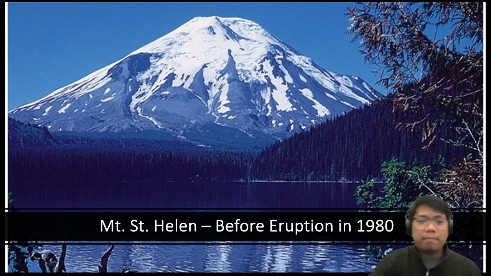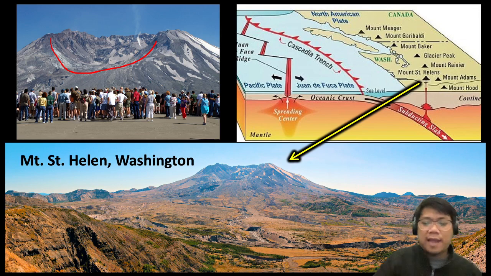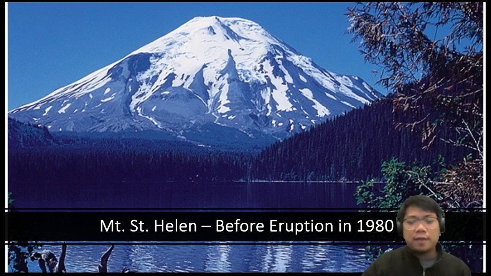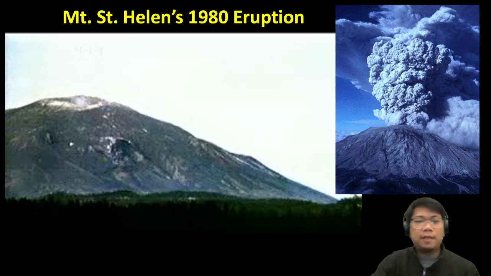The reason why we have a big opening right here is because Mount St. Helens erupted in the 1980s. And there was a very, very major eruption that occurred around that time. Mount St. Helens before eruption in 1980. And this is what happened in the 1980 eruption. So let's take a look.